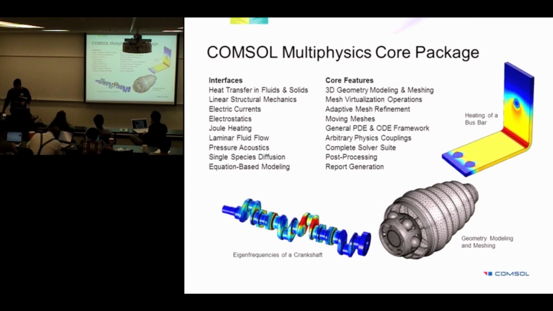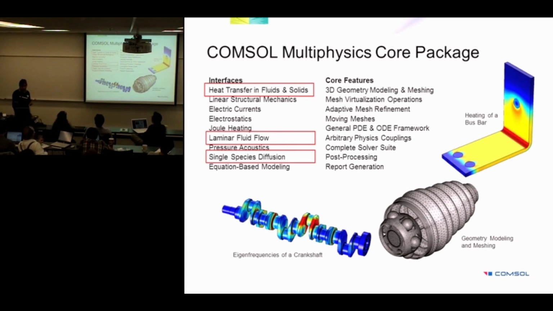So let's just briefly go towards what we get when we have a core package. We have heat transfer in fluids and solids. Laminar fluid flow is the one which you can use. Single species diffusion is what could be very, very useful for microfluidic devices. And then you get all the core facilities like moving meshes, adaptive mesh refinements, or more like post-processing and report generation. That's universal with respect to different modules.